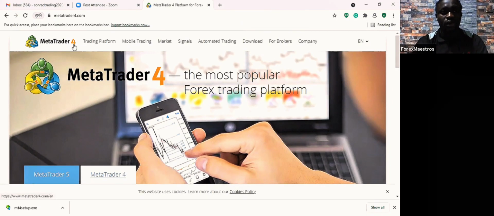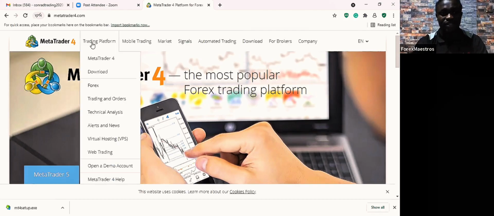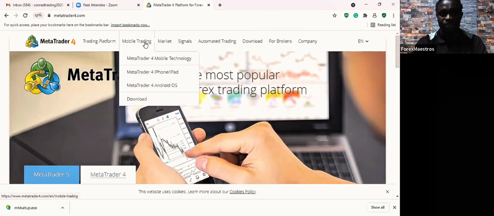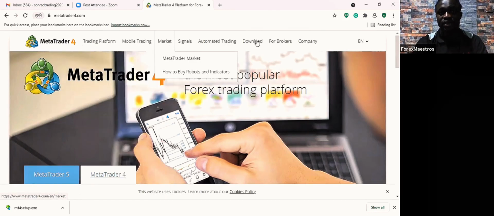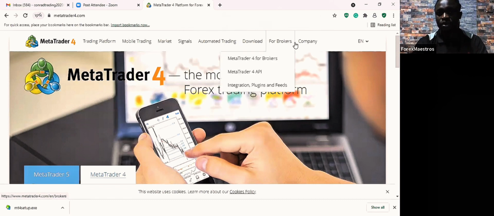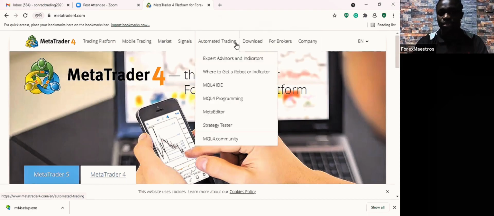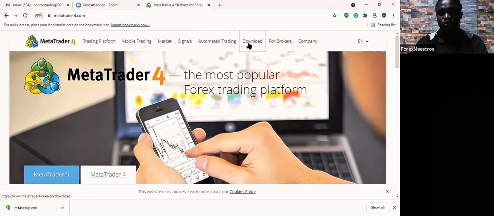So here is MetaTrader 4, the website, and as you can see, just watch my cursor as they move. You have the trading platform, you have mobile trading, you have the market signals, automated trading, you have download, you have for brokers, you have for companies, all right? But what we want to do is to download the platform. So I click on download, all right? I click on download. It's loading.